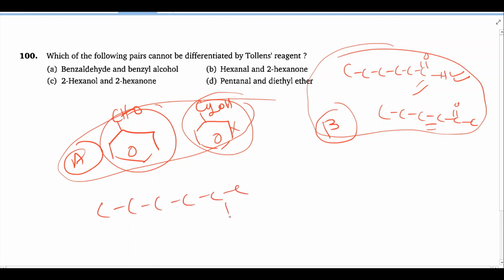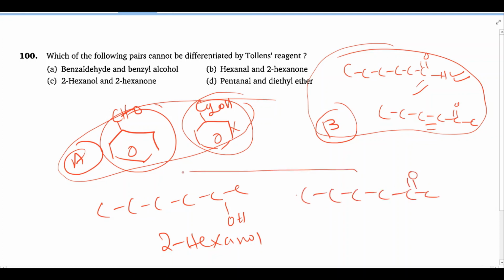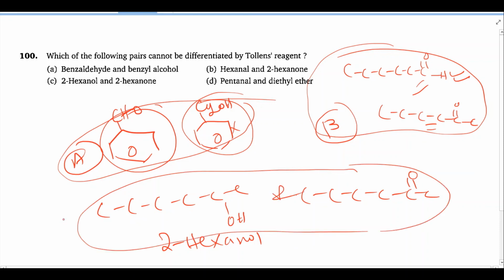3 4 5 6. So this is 2-hexanol and 2-hexanone. These two are not responding with Tollens reagent. So this is the C option. So the correct answer will be the C option.